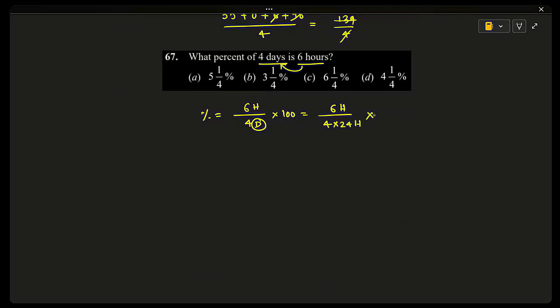So into 100. Hours cancel. 6 4s are 24. So 100 divided by 16. But let us cancel this 4 into 25. 25 by 4 finally. So convert this improper to mixed. So what are you getting? 4 6s are 24. 1 is the remainder. 6 1 by 4%. That is option C.